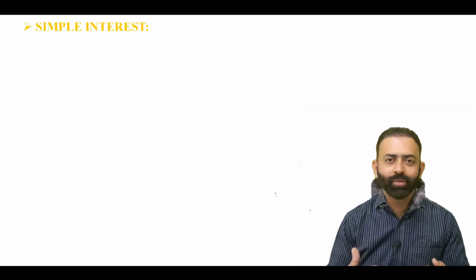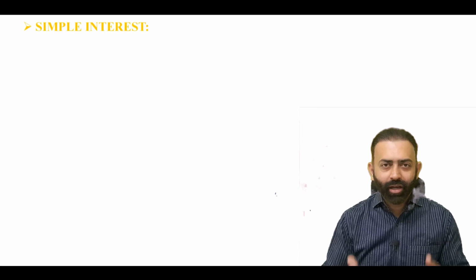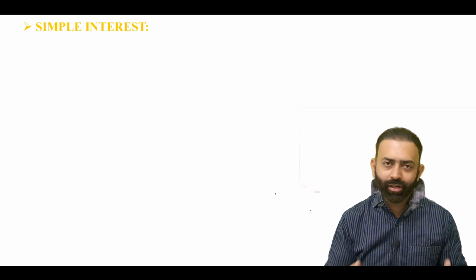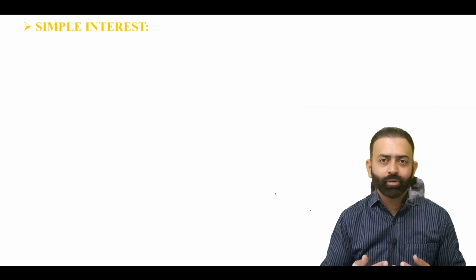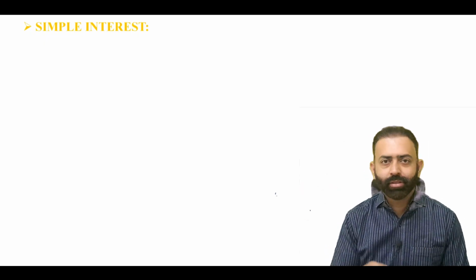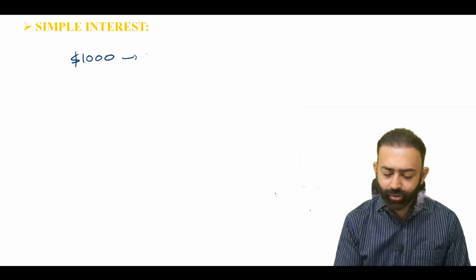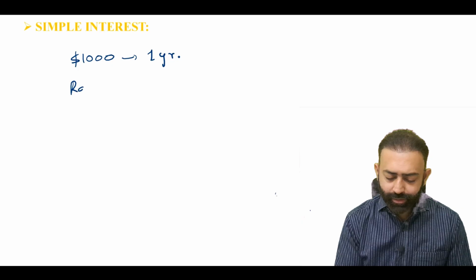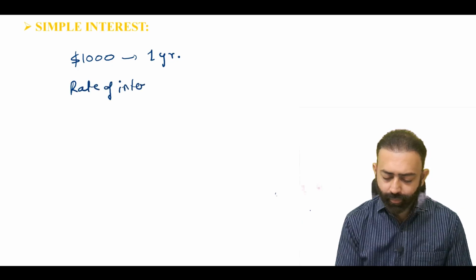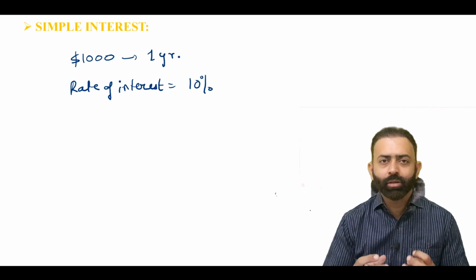For example, I have $1,000 with me and I'm depositing these $1,000, and bank is giving me the 10% interest, meaning after 1 year, this rate of interest is for 1 year. So after 1 year, I will get the 10% extra money if I want to move out my original money also, right? So let us take this simple example only, that I have $1,000 with me and I deposit this $1,000 for 1 year, right? And bank is giving me rate of interest as 10%, right?